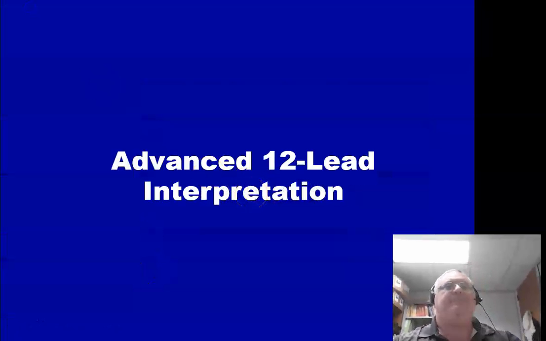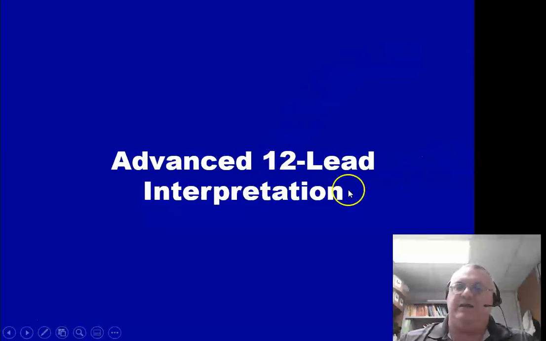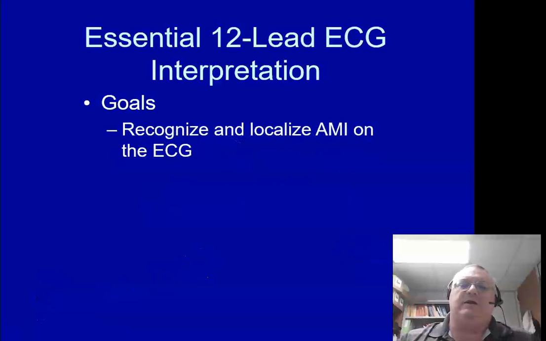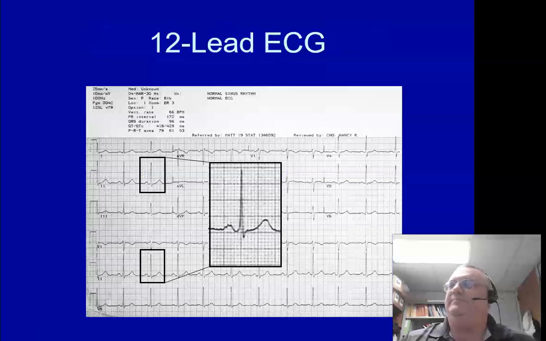So we've talked about a bunch of things. This is the part where we put it all together and have you actually interpret the 12 leads. I'm going to be emphasizing a lot of points, but now I've given you the different pieces. At this point, we're going to put all of those pieces together into a congruent approach: how do I look at and analyze the 12 lead? Like I said, we're going to recognize and localize an AMI on the EKG and feel comfortable interpreting a 12 lead.